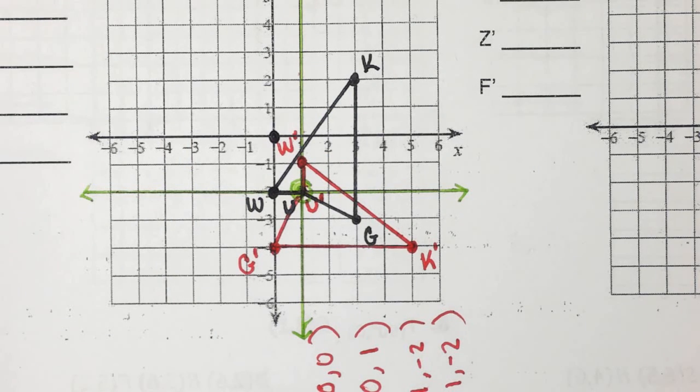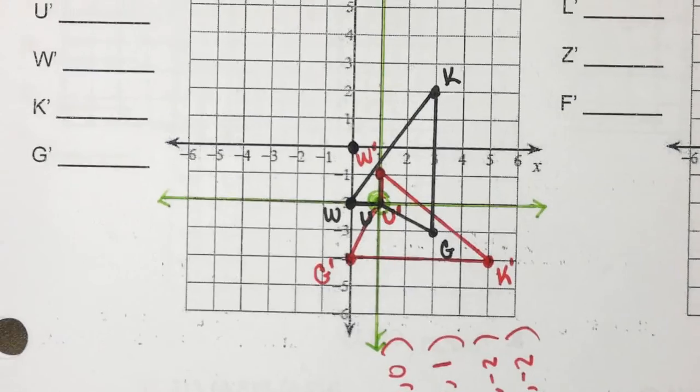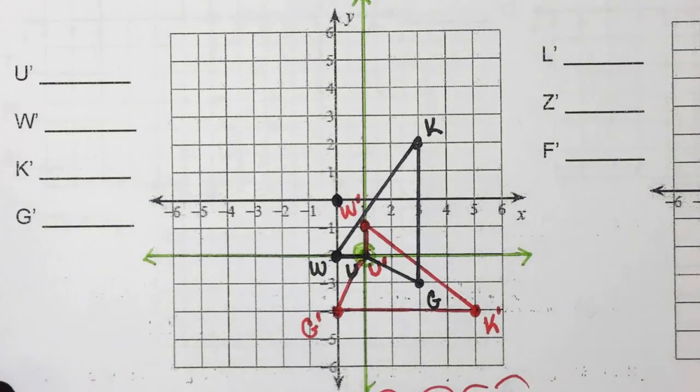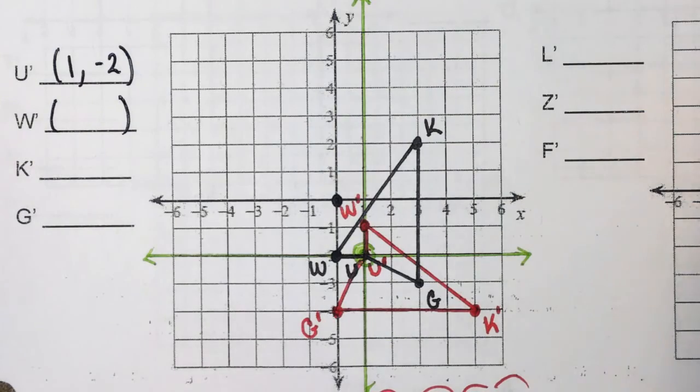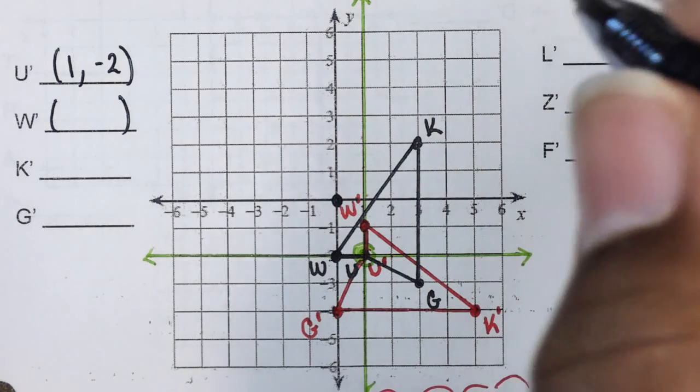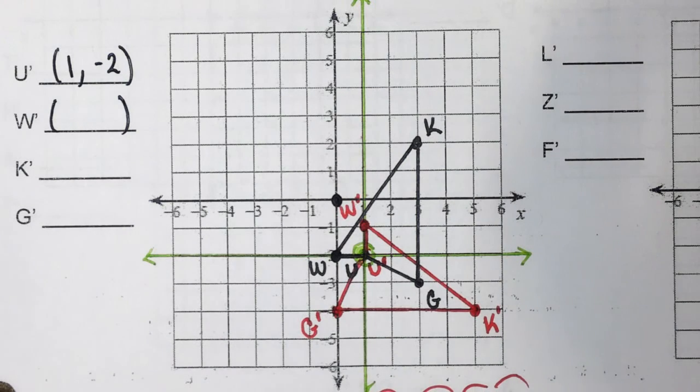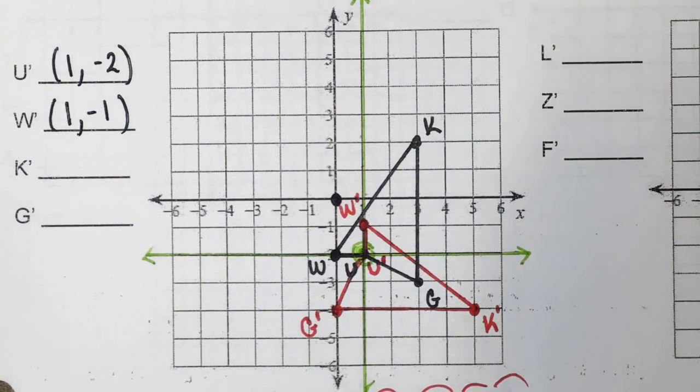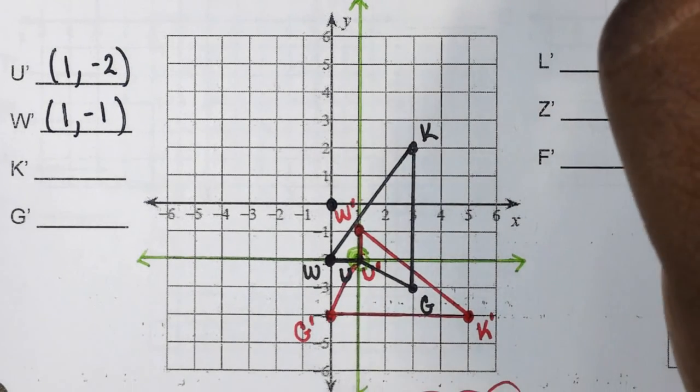So now I want to know where my actual image is. Jacob, help us out. U prime, where is that actually at? 1, negative 2. W prime. Say it again. W prime. Louder. 1, negative 1. K prime. 5, negative 4. And then the last one is G prime. 0, negative 4.